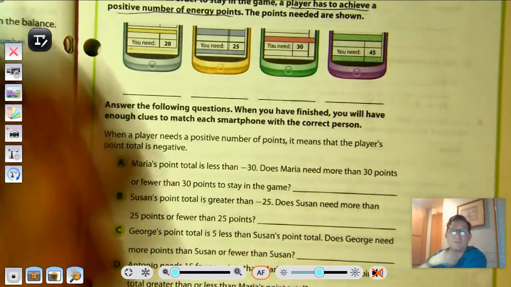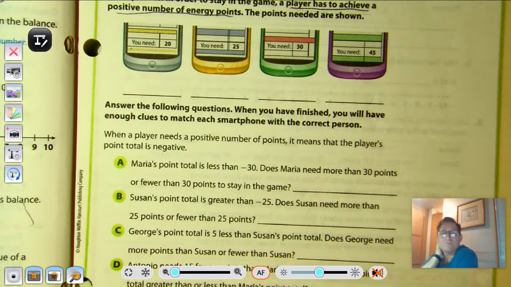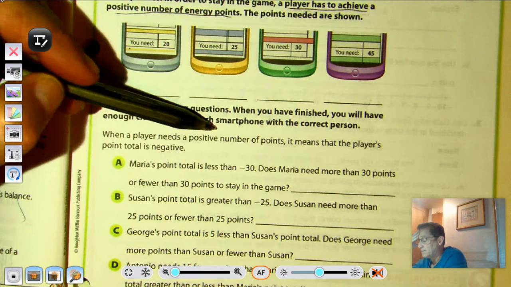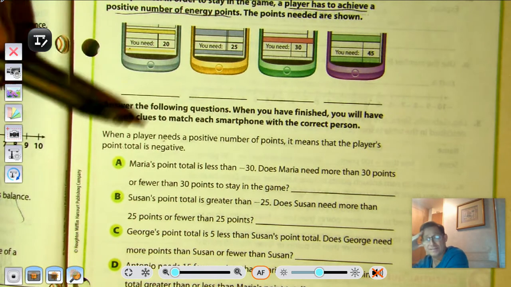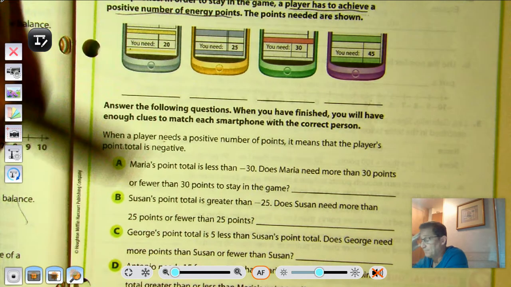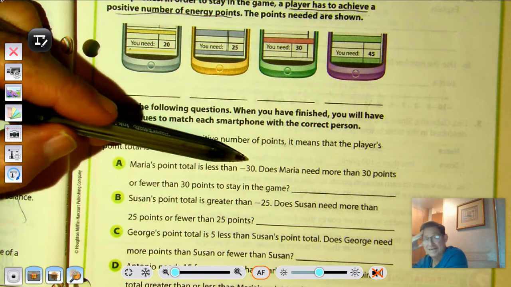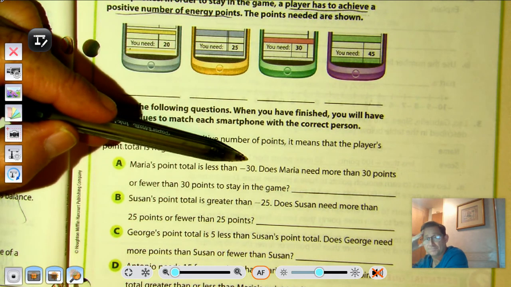All right, so here's some clues. When you have finished, you will have enough clues to match each smartphone to the correct person. Okay, so when a player needs a positive number of points, it means that the player's point total is negative. Okay, and we kind of just talked about that. So Maria's point total is less than negative 30, meaning she needs more than 30 points.